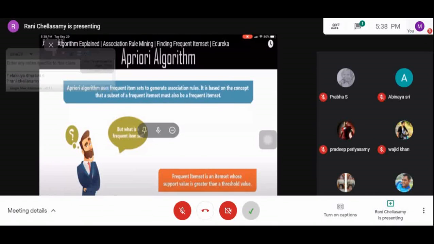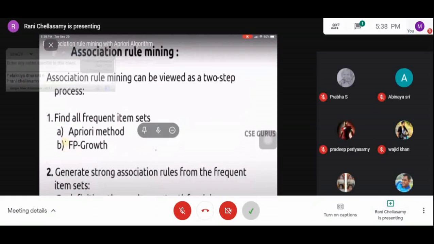Association rule mining is viewed as a two-step process. In the first step, you need to find the frequent item sets. For finding the frequent items, two algorithms are followed: the first is the Apriori algorithm, and the second is the FP growth algorithm. The second step is generating the strong association rules from the frequent item sets.